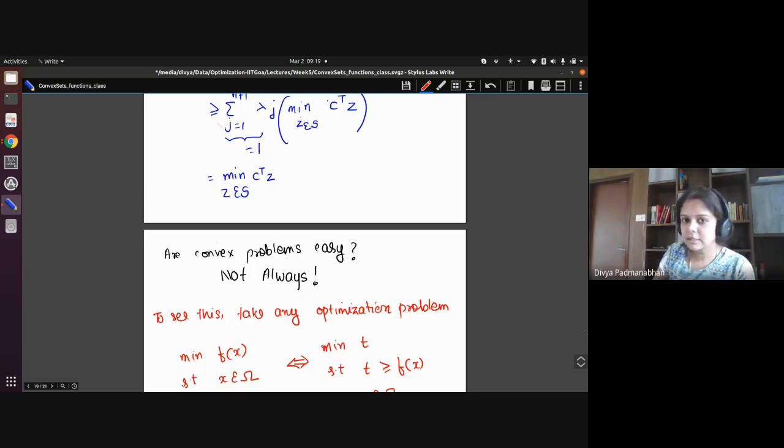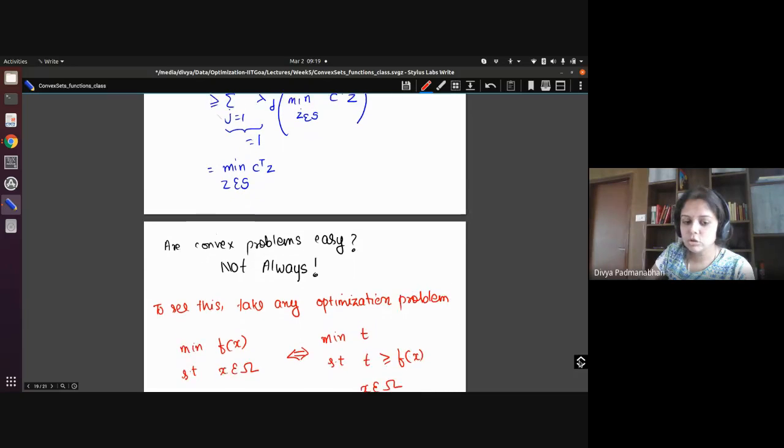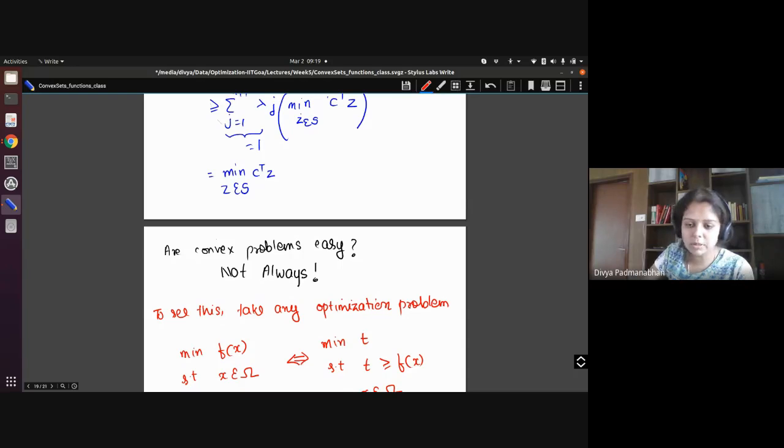And these convex hulls help us to see this. For that, you can take any optimization problem. This is any arbitrary optimization problem you take. By now we know that not all optimization problems are easy.